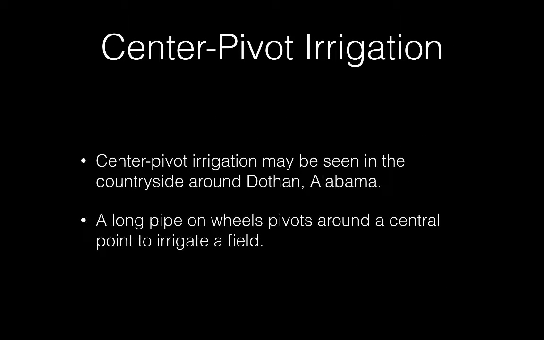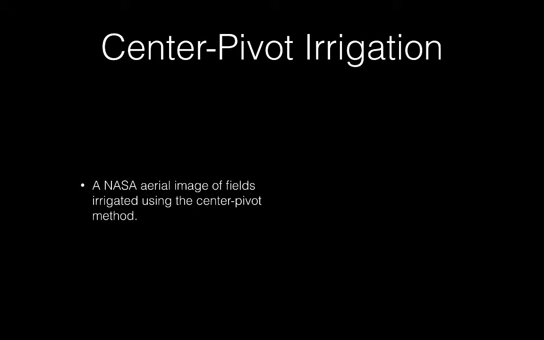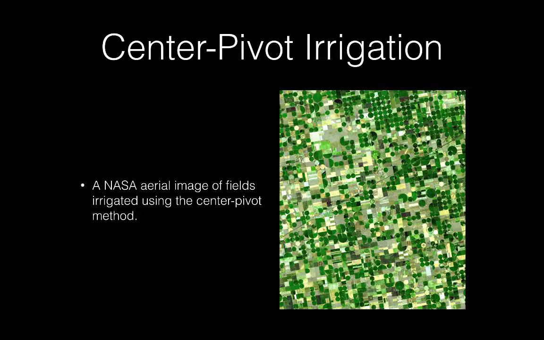Center pivot irrigation. Center pivot irrigation may be seen in the countryside around Dothan, Alabama. A long pipe on wheels pivots around a central point to irrigate a field. A NASA aerial image of fields irrigated using the center pivot method. This is over Kansas. Notice the square fields, but the round circles. The circles are where they're irrigating with the center pivot.